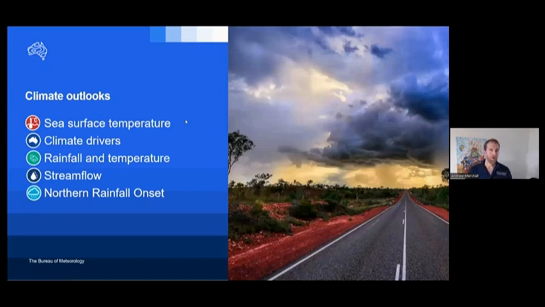Okay, so a bit of a road plan here. If you can hear me okay. So sea surface temperature is the first thing that we'll look at. Then I'll talk about the climate drivers. So we'll just launch straight into the drivers. I know that's of key interest for you there. And then taking a step back, having a look at how those drivers influence the rainfall and temperature outlooks for the next few months. I'll touch on the streamflow as well and the Northern Rainfall Onset before talking about some extreme outlooks for extreme weather conditions.